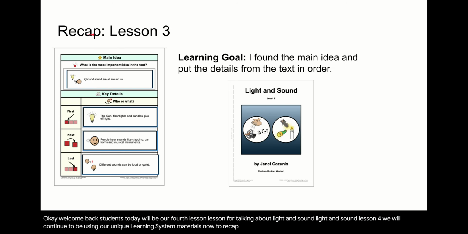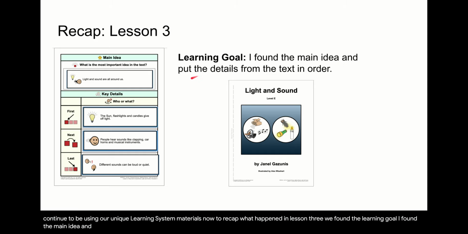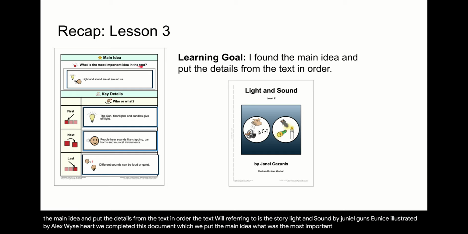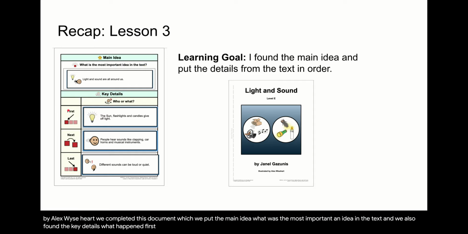Now, to recap what happened in lesson 3, we found the learning goal, found the main idea, and put the details from the text in order. The text we're referring to is the story Light and Sound by Janelle Gonzunez, illustrated by Alex Weishart. We completed this document, in which we put the main idea, the most important idea in the text, and we also found the key details: what happened first, next, and last.